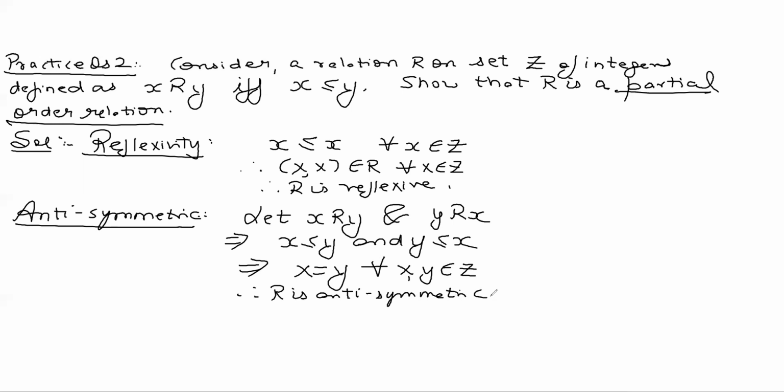The point to understand here is, if x is less than or equal to y and y is less than or equal to x, it implies x is equal to y, which implies R is antisymmetric.